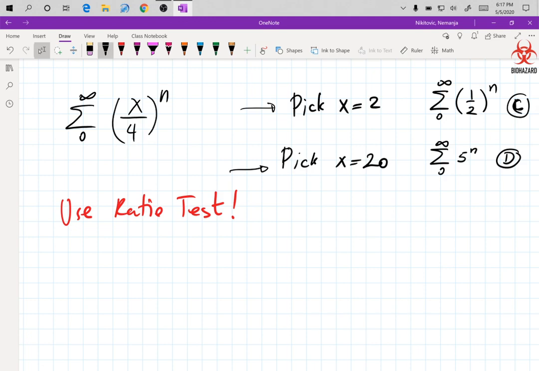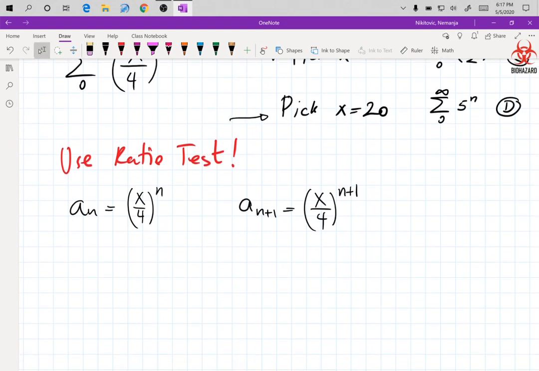So what is my a_n, right? My a_n for the ratio test is (x over 4) to the n, and a_(n+1) is (x over 4) to the n plus 1, right? Now we know that for the ratio test you are supposed to divide these as n goes to infinity, and you are supposed to divide them inside absolute values.